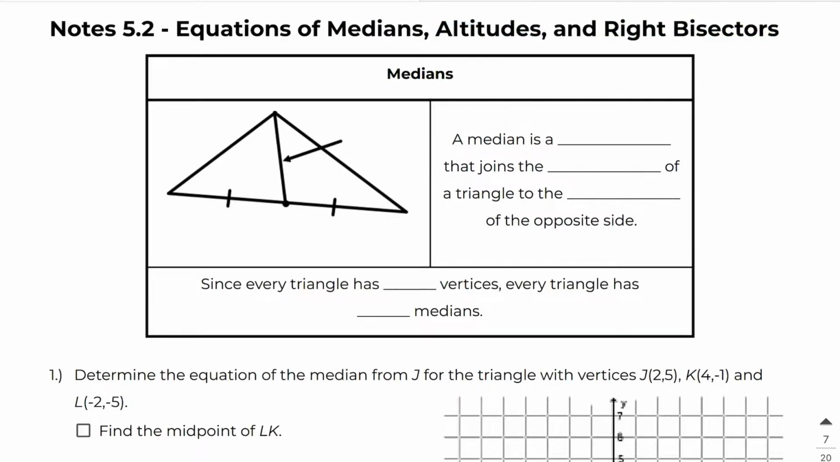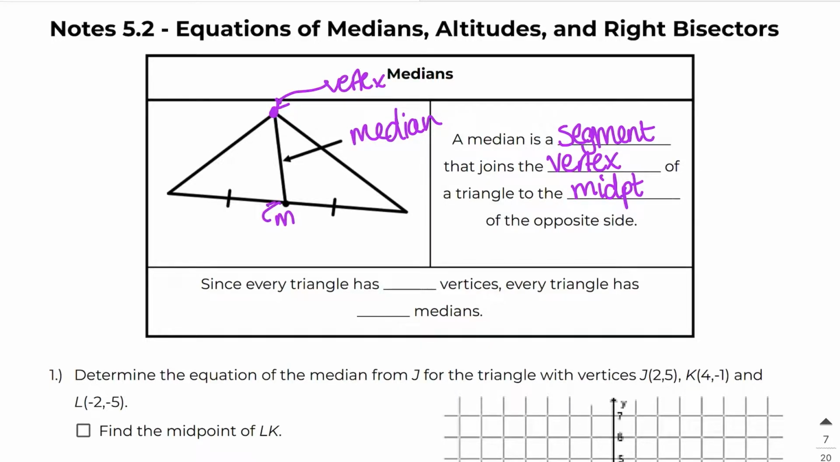So let's go ahead and define what a median is. A median is a segment that joins the vertex of a triangle to the midpoint of its opposite side. So this line that we're looking at right here is called a median, and it connects the vertex to the midpoint of the opposite side.